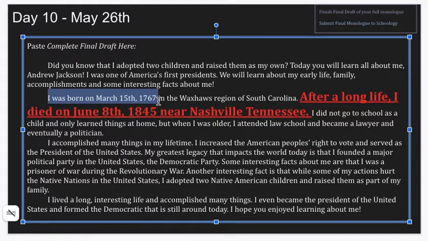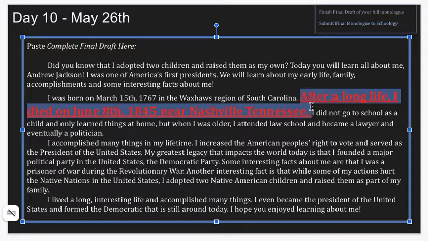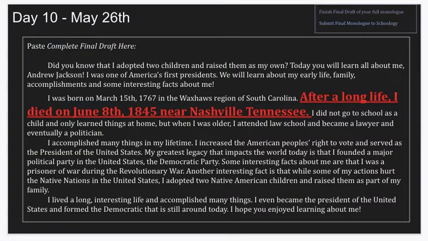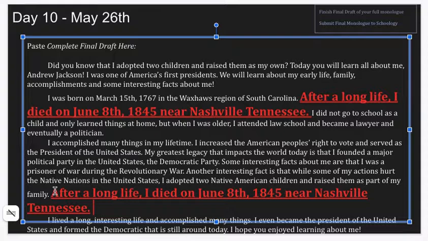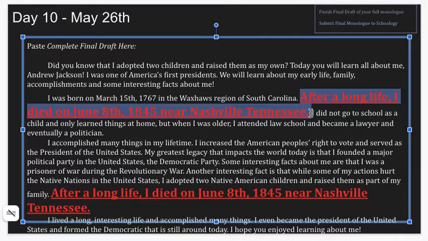I see that I start my body talking about when he was born. That would be the earliest part of his life. However, I notice that this sentence that I have highlighted here says, after a long life, I died on June 8th. Now, if this writing is going in chronological order, the time that he died would not be at the beginning of my monologue. So I am going to copy that sentence and paste it at the very end of my writing.